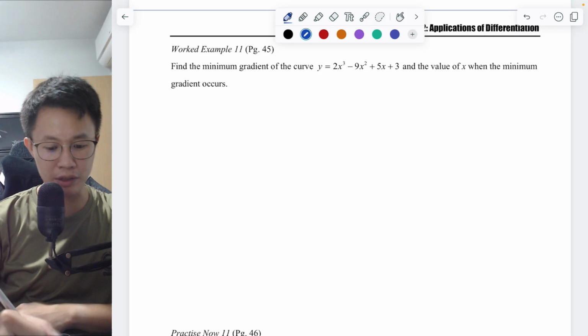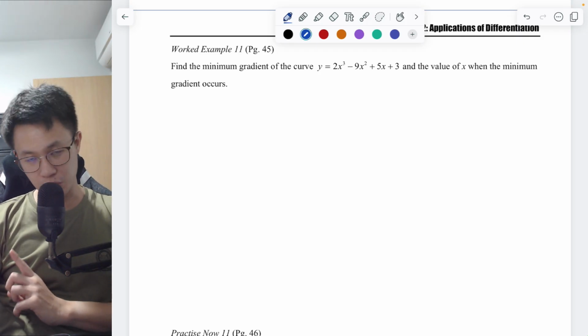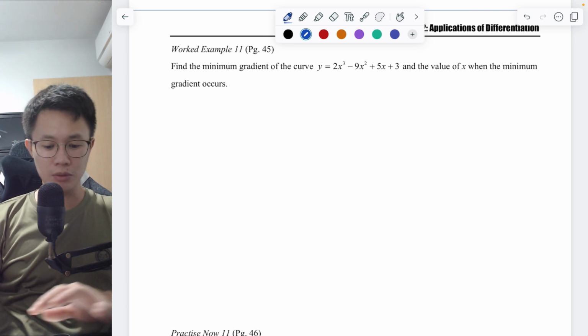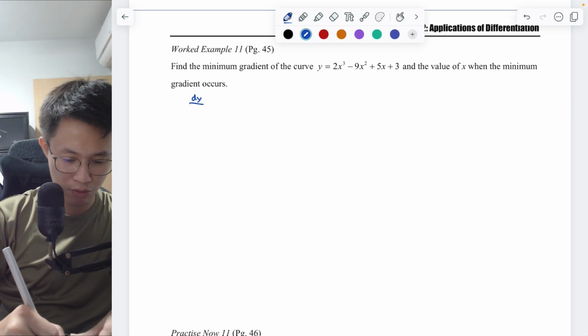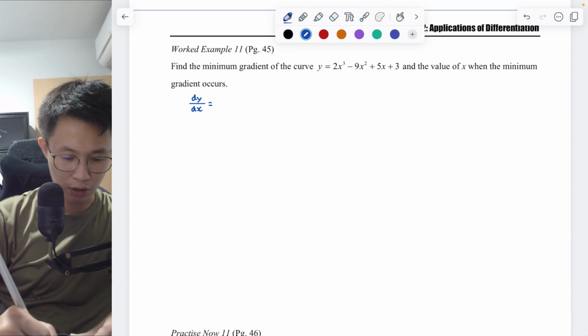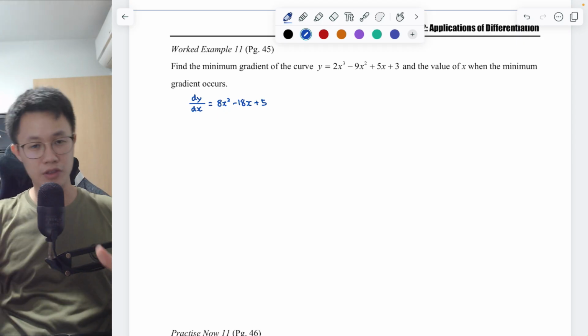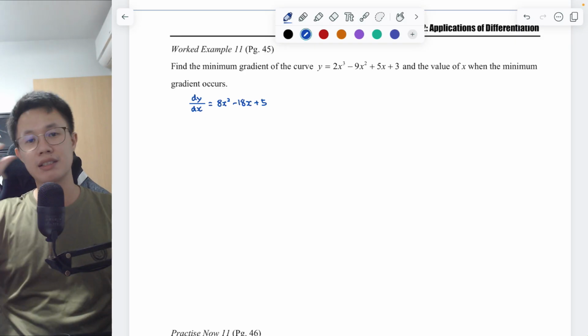In this sense, dy dx. So we can say that d2y dx squared is the gradient of the gradient of the curve, right? I know it's a bit confusing, but first let's differentiate this. dy dx is equal to 8x squared, I'm going to do this a little bit faster, minus 18x plus 5. Okay, so we have the gradient curve. This 8x squared minus 18x plus 5 is a quadratic curve, and it's the gradient curve.